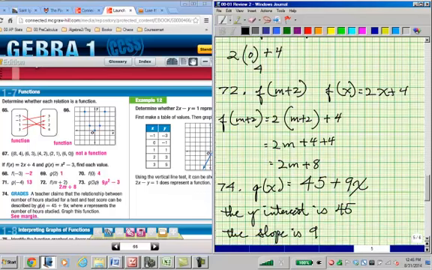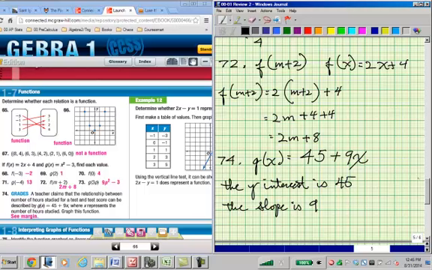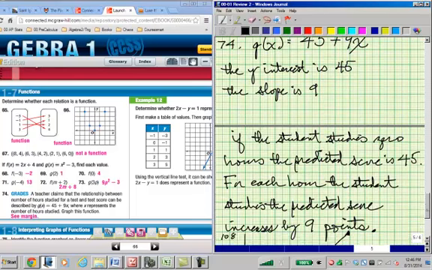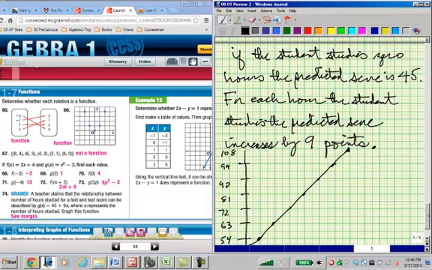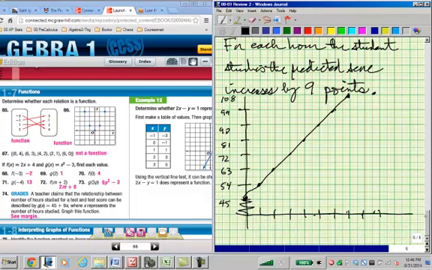74. A teacher claims that the relationship between number of hours studied for a test and test score can be described by g of x, g being the name of the function, equals 45 plus 9x, where x is the input, where x represents the number of hours studied. We want to graph this function. The y-intercept is 45 and the slope is 9. If the student studies 0 hours, the predicted score is 45. For each hour the student studies, the predicted score increases by 9 points.